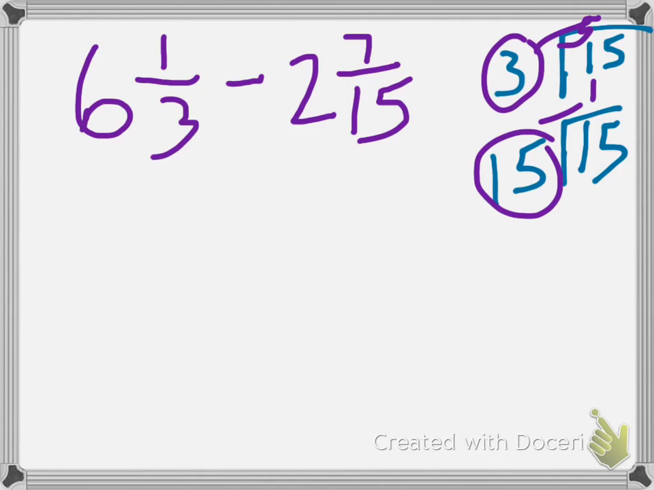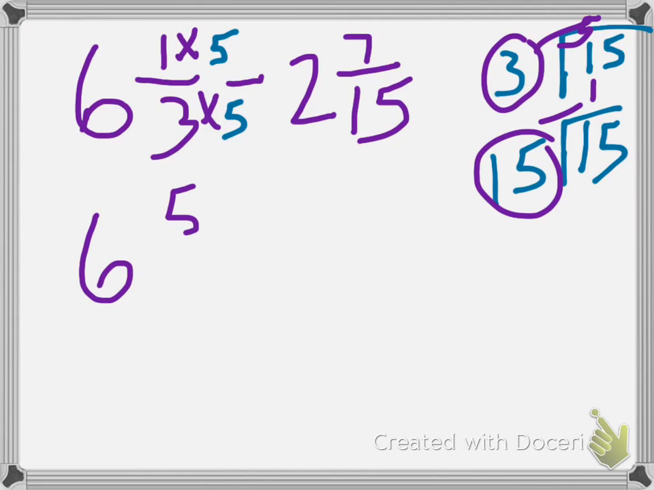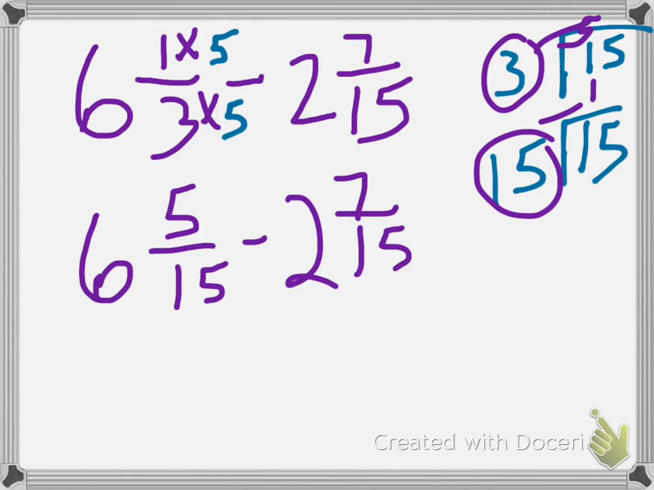So here, I'm going to take the numerator and denominator and multiply them both by 5. And this particular mixed number I can multiply by 1, but that'll give me the same thing. So no need in doing that. So my new mixed number is going to be 6 and 5/15, which is equivalent to this first one, minus 2 and 7/15.